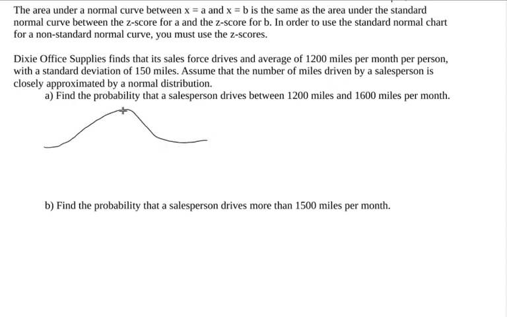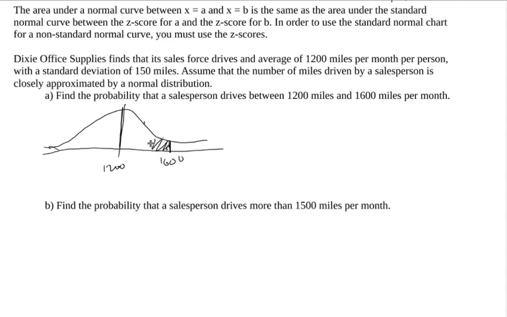So let's see, we're assuming this is a normal distribution, so I'll just draw a quick sketch up here. The mean is 1,200 miles. And we're trying to find the probability that a person drives between 1,200 and 1,600 miles. The standard deviation is 150, so we're going to be a couple of standard deviations over to get to the 1,600 rather.